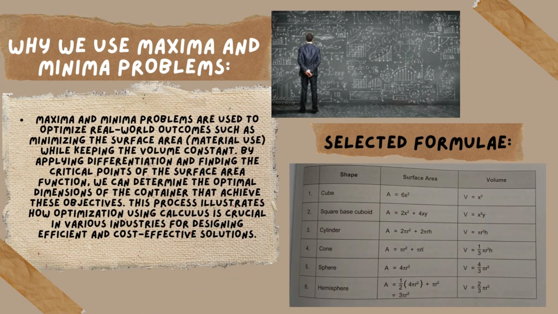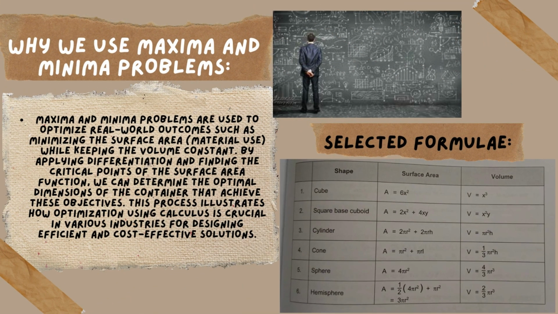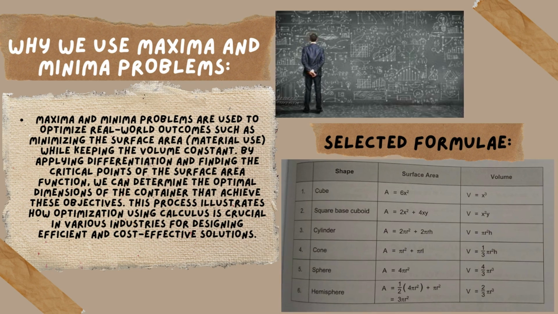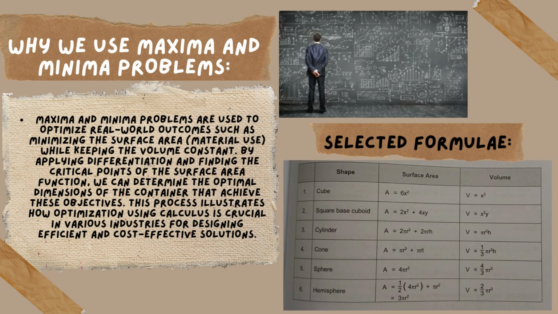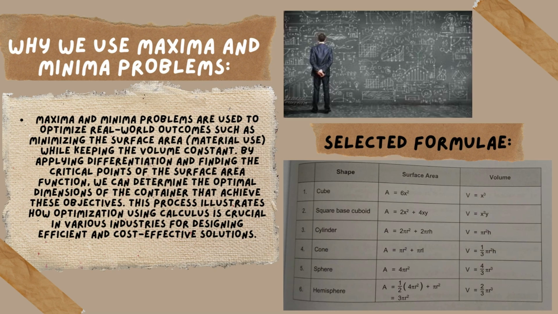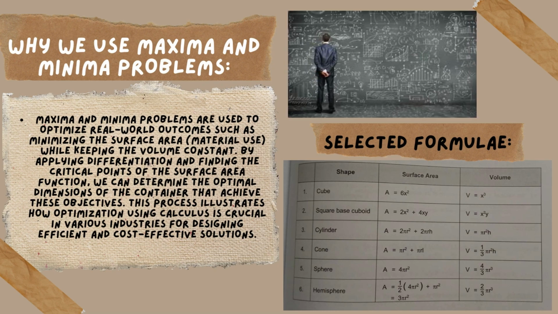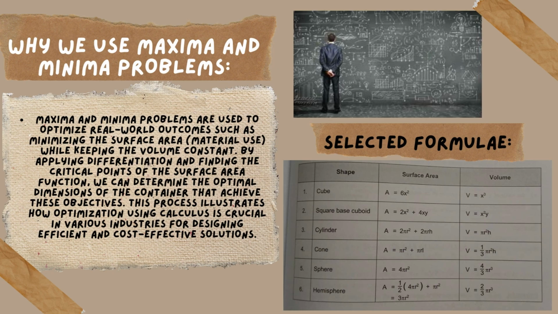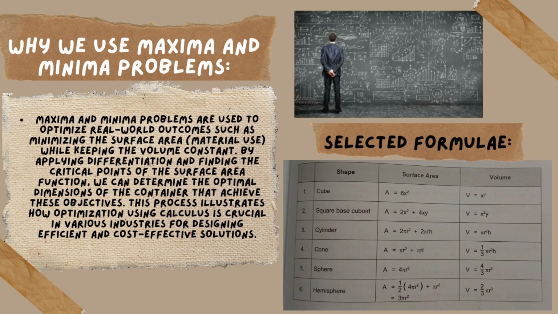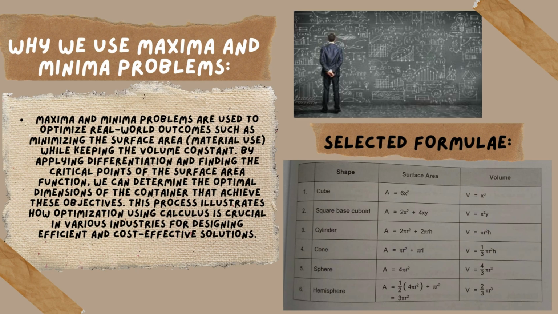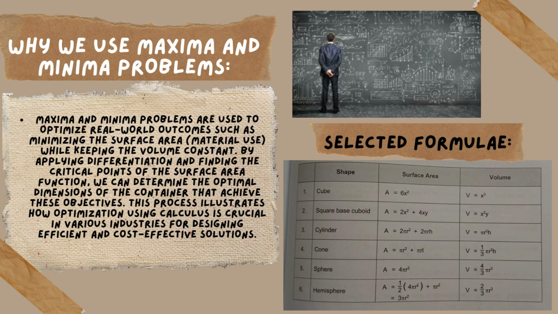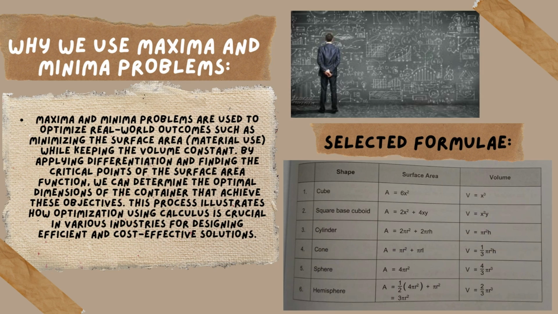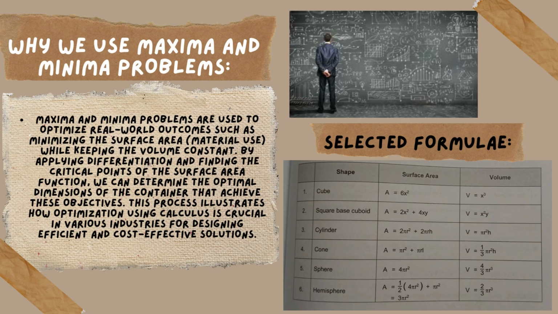Why we use maximum and minimum problems is that they are used to optimize real-world outcomes, such as minimizing the surface area while keeping the volume constant. By applying differentiation and finding the critical points of the surface area function, we can determine the optimal dimensions of the container that achieves these objectives. This process illustrates how optimization using calculus is crucial in various industries for designing efficient and cost-effective solutions.